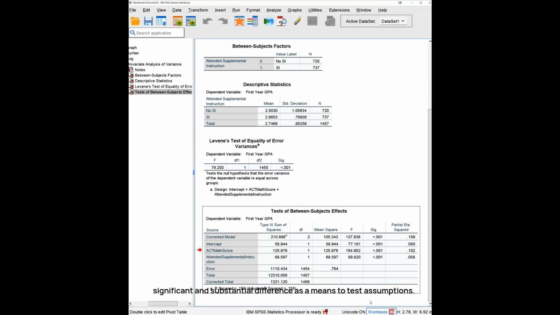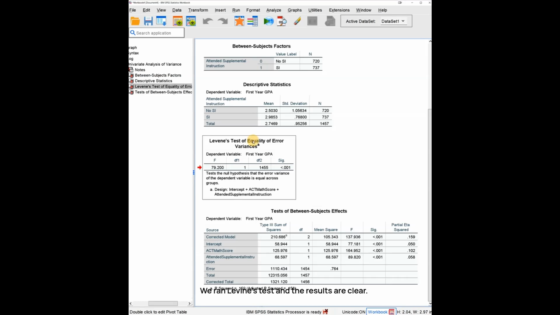As a means to test assumptions, we ran Levene's test, and the results are clear. The p-value is well below 0.05, and this is a test that, should we have a good model, we want to fail to reject. Since we can reject the null hypothesis, this means the variances are not equal. That's a technical violation of one of ANCOVA's assumptions.